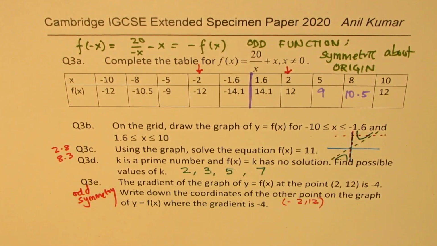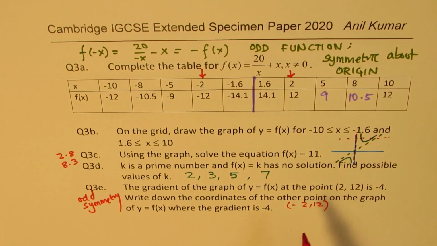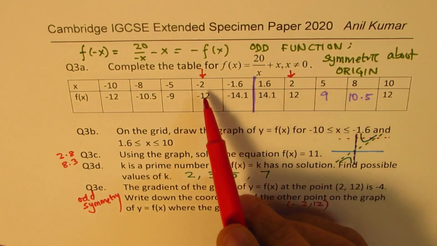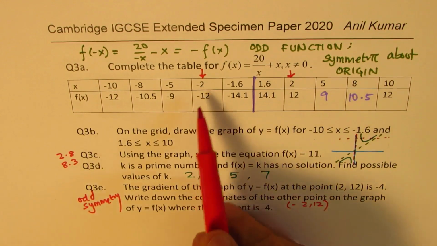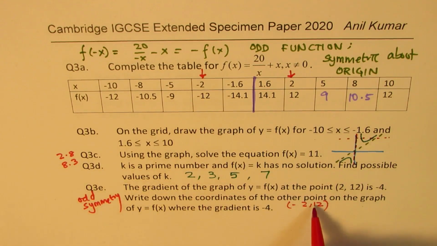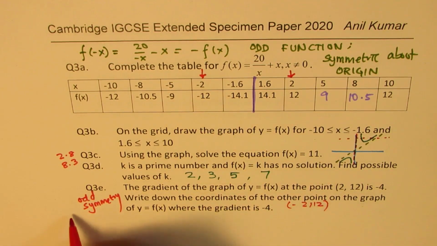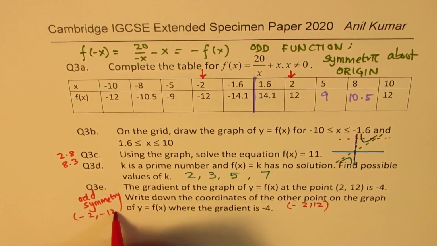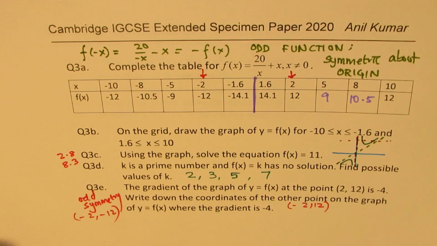Perfect. So that is an excellent explanation. I hope the solutions are absolutely clear. We got the symmetry, and from there we got our answer. The next point should be (-2, -12). So the answer is (-2, -12). Correct? Now let's take up the next question, which is 3f.